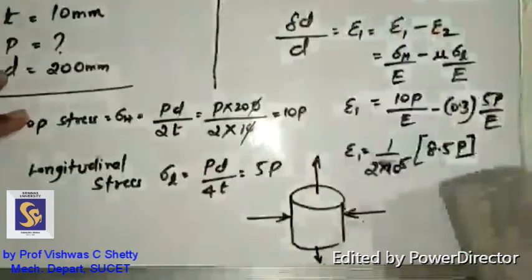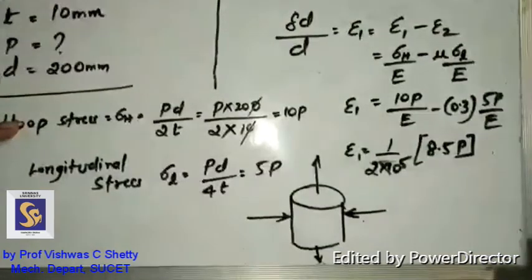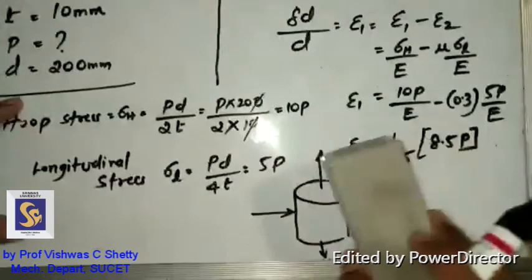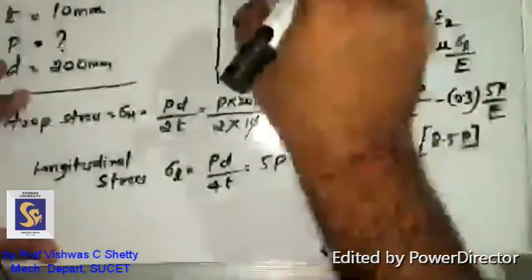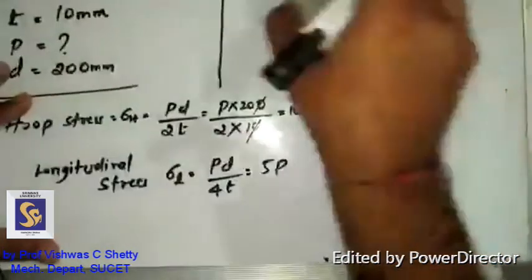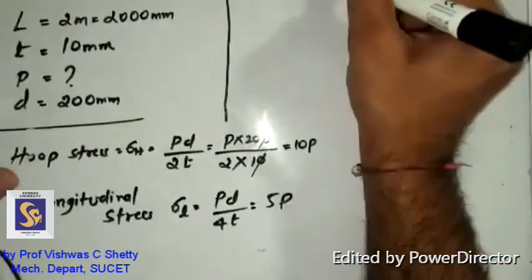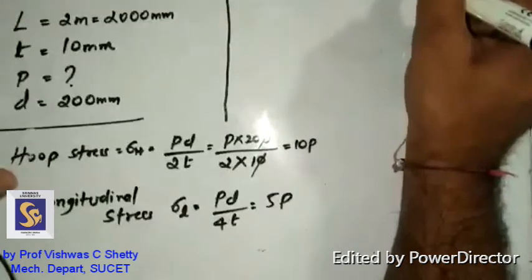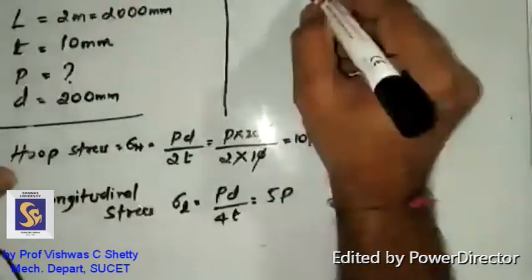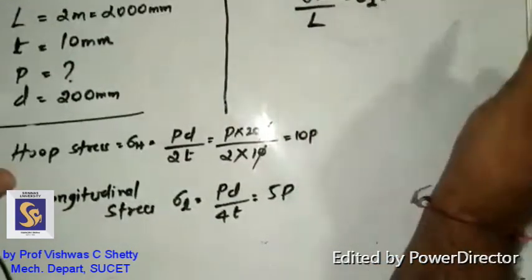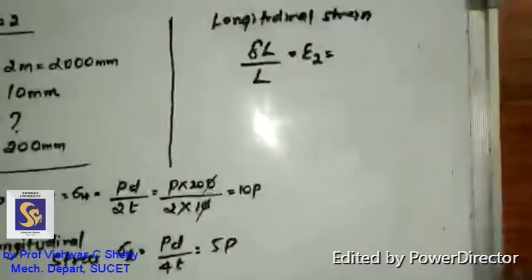So we'll take this as positive, this as negative. Similarly, have you noted this one? Yes, sir. E you can keep as it is. In the end, you can solve it. Now take the longitudinal strain, change in length upon original length. Consider this as epsilon 2.